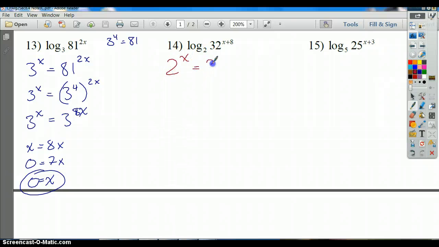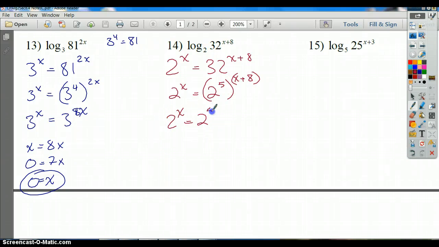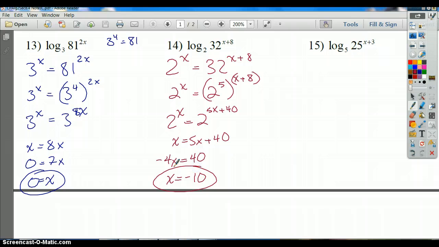2 to the x equals 32 to the x plus 8. This is where it gets interesting, okay? Because this is going to be 2 to the 5th to the x plus 8. Now, you have to think of that as in parentheses. So power to a power, that's going to be distributive property. So this is going to be 2 to 5x plus 40, which means x equals 5x plus 40. This means also if I move 5x over, I have negative 4x equals positive 40. Divide by negative 4, we're looking at negative 10. Great problem, okay?